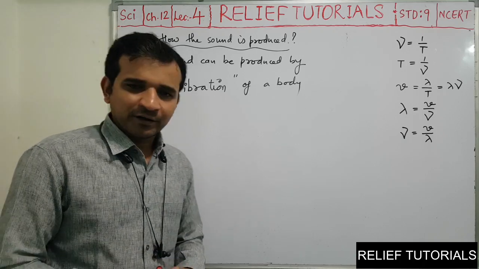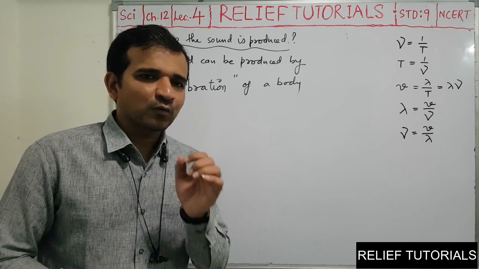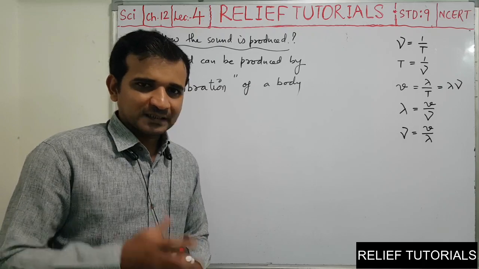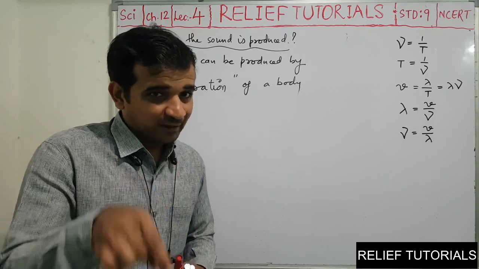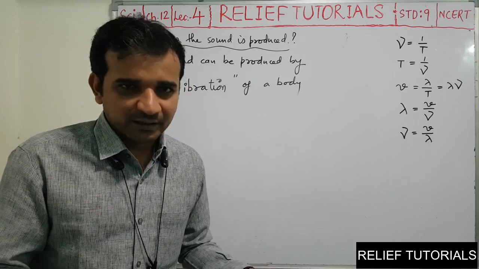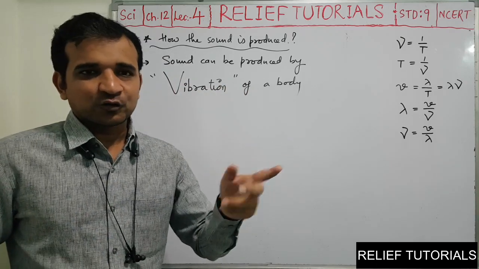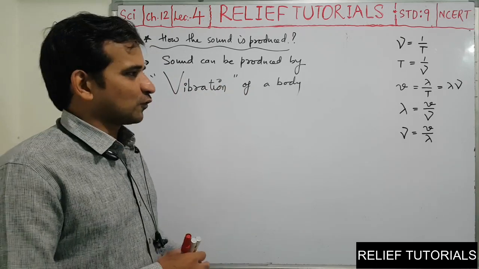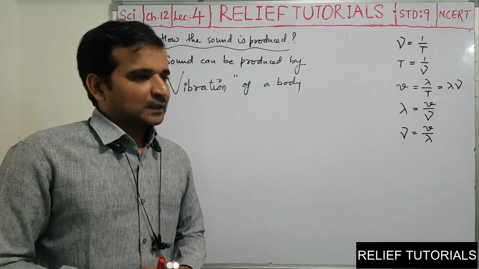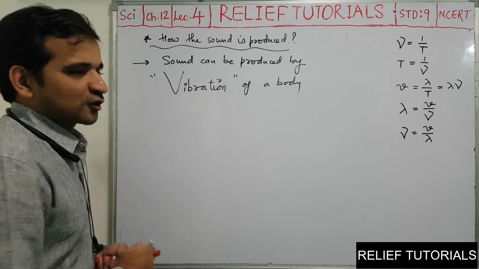So whenever you hear or produce any sound, try to find out which body is vibrating. Now tell me, can we produce any type of sound in vacuum? You will say no, because in vacuum there is nothing to vibrate. There are no material particles present in the vacuum, so nothing is going to get vibration. So sound cannot be produced in vacuum. Conclusion: sound can be produced by vibration of a body.